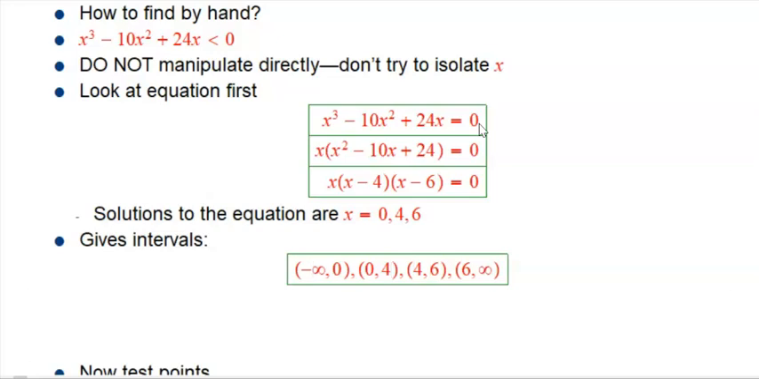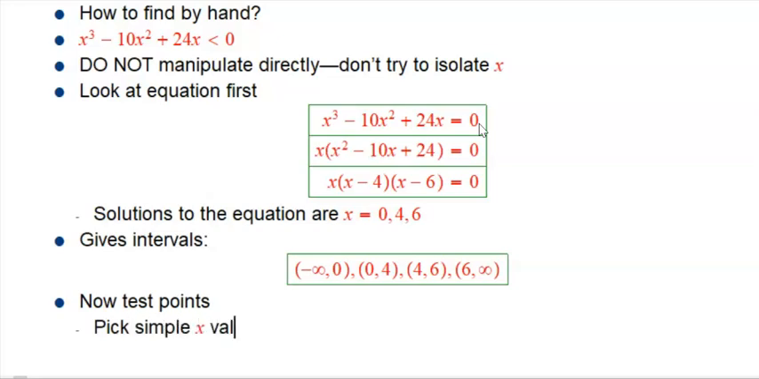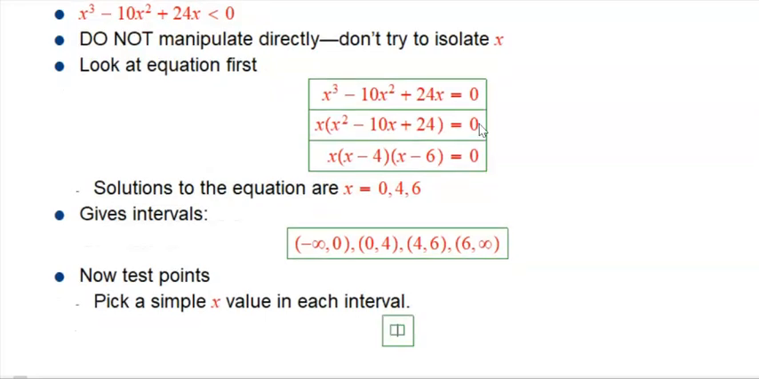There's a couple of ways to do the last step here, but the most straightforward, low-tech way to do it, with a tiny bit of creativity, is to pick simple x values, a simple x value in each interval, and just test whether it's positive or negative. Pretty straightforward.